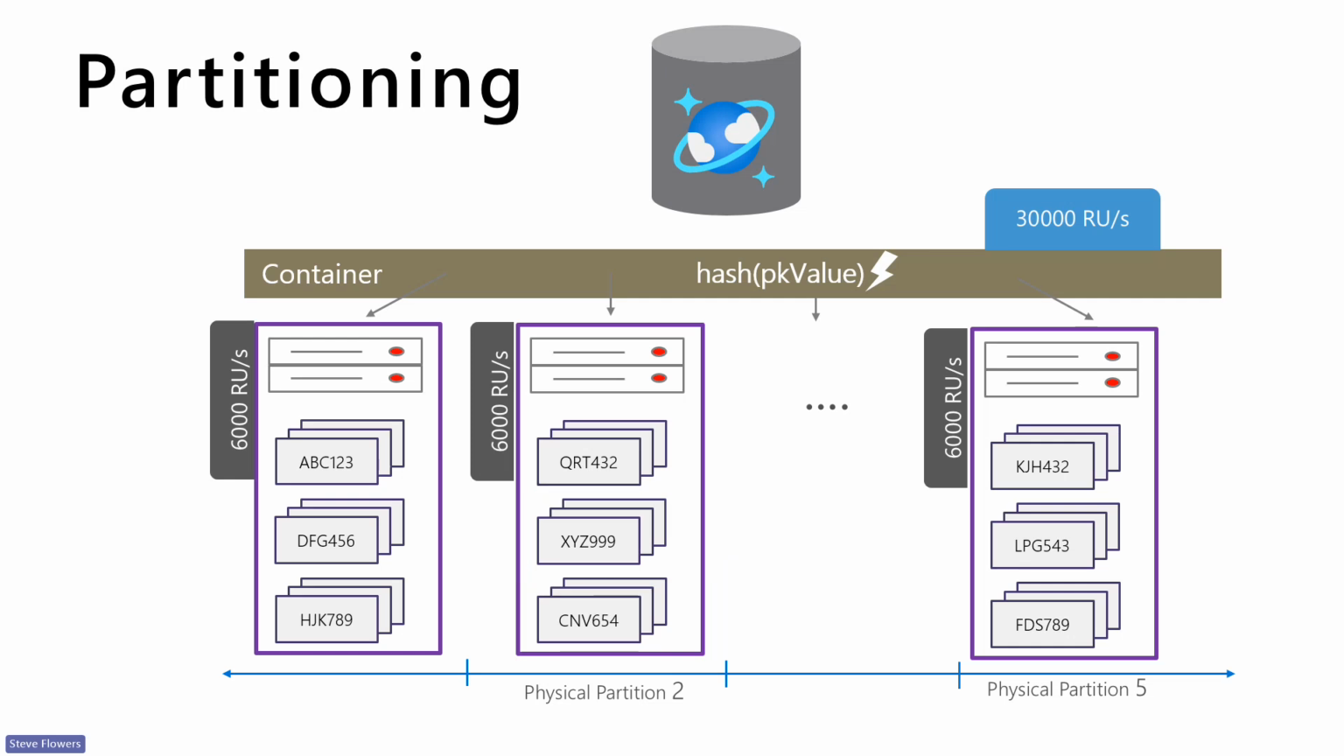But let me back up one here real quick. I mentioned RUs earlier. So RUs in the NoSQL API define how many resources are given to that account, or a database or a container is where you can apply those RUs. And they get divided evenly amongst the physical partitions. So in this case, I have 30,000 RUs. So each of my 5 partitions will have 6,000 RUs.